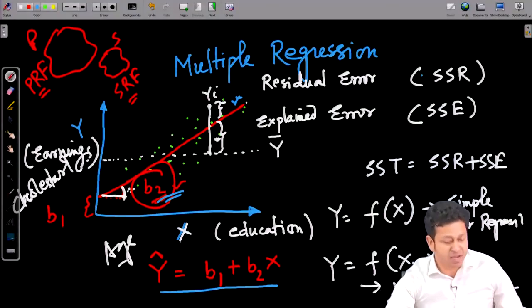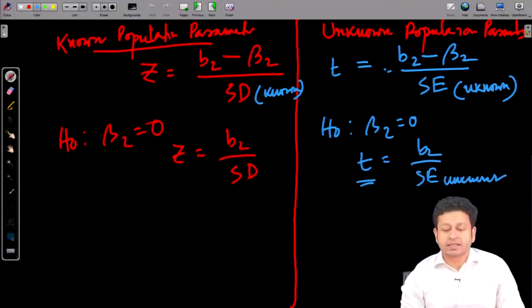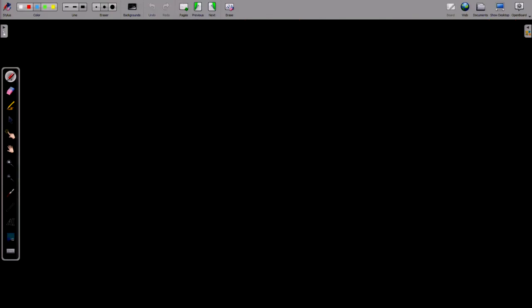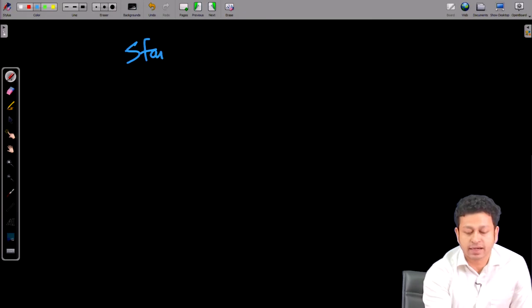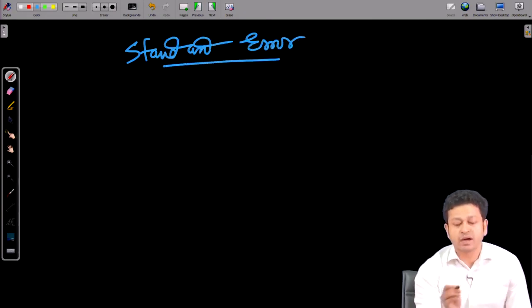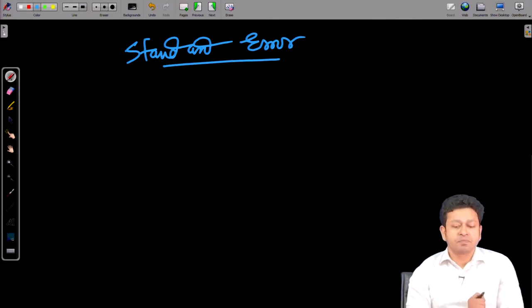And how we really measure the standard error. Here we have actually explained this case of known standard deviation and unknown standard deviation, and we'll try to see how they're related to the concept of standard error. So what is happening here? Let us try to explain.